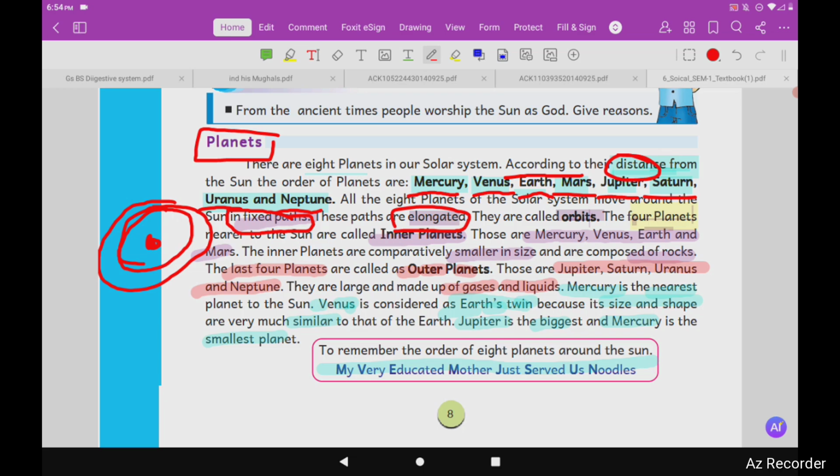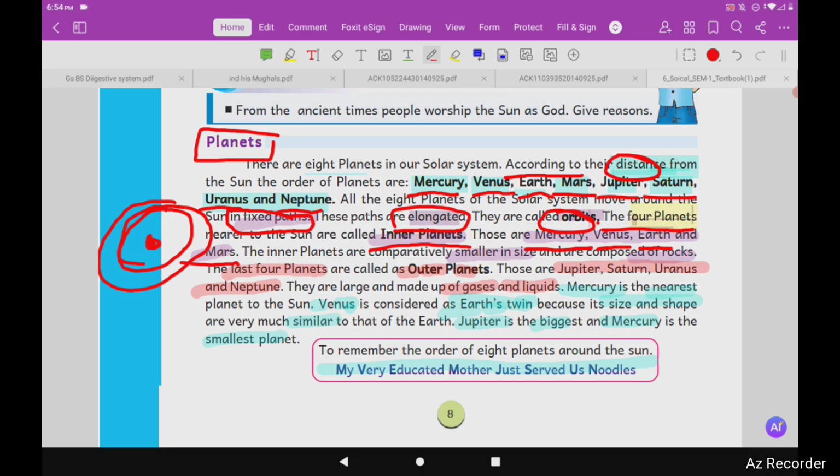These elongated paths are called orbits. The first 4 planets are called inner planets. Tell me, what are the first 4 planets? Mercury, Venus, Earth and Mars.